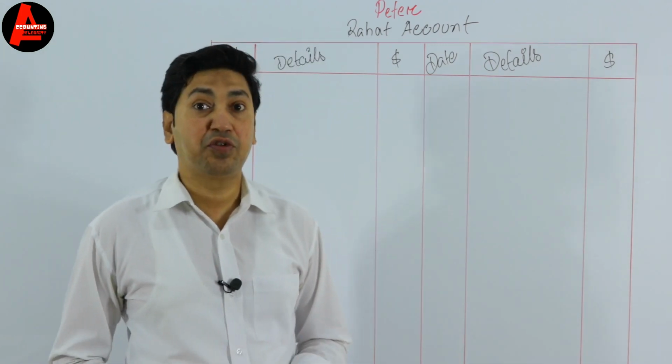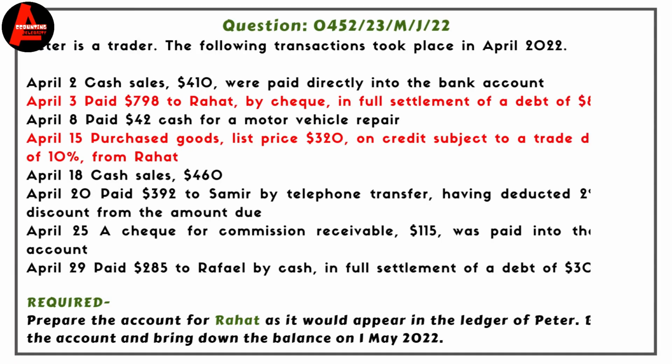Okay, so before we start, let us have a look at the question on this screen. Here you see 8 transactions. Peter is a trader. The following transactions took place in April 2022. One by one, all these transactions we recorded on the cash book. Then here we have another requirement: prepare the account for Rahat as it would appear in the ledger of Peter. Peter is the business here and Rahat is the supplier. Balance the account and bring down the balance on 1st May 2022.